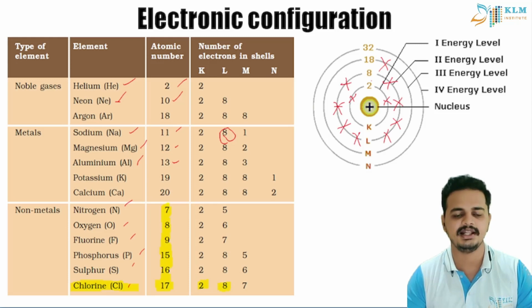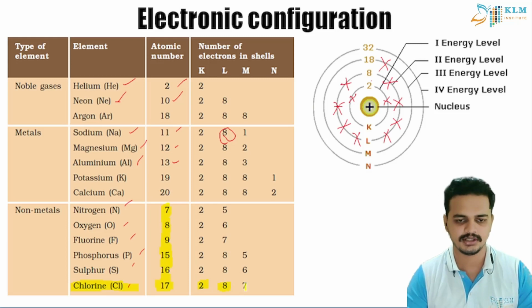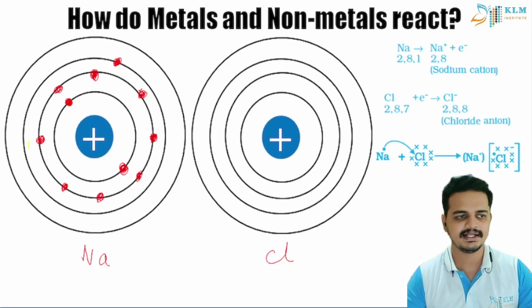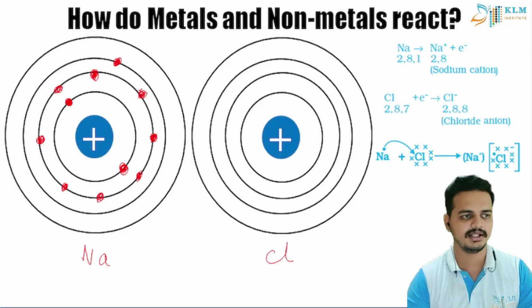And the L shell has 8 electrons. And in the M shell, it has 7 electrons. Let's try to fill those.